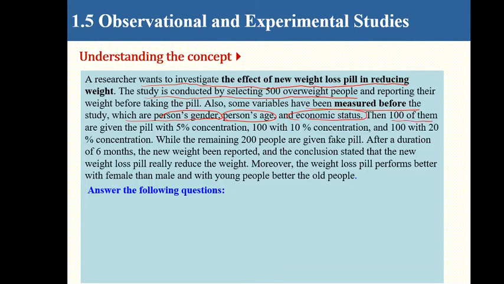Then 100 of them are given the pill with 5% concentration, 100 with 10% concentration, and 100 with 20% concentration, while the remaining 200 people are given a fake pill. After a duration of 6 months, the new weight has been reported, and the conclusion stated that the new weight loss pill really reduced the weight. Moreover, the weight loss pill performs better with females than males, and with young people better than old people. Let's answer the following questions.